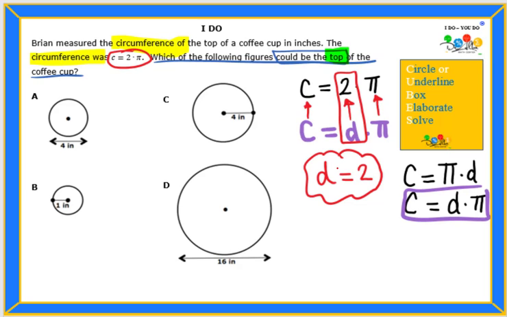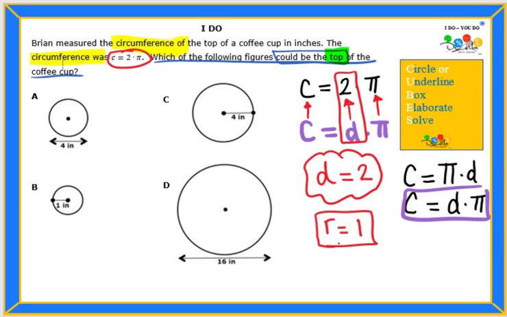So not all the circles are showing diameters. Some of them are showing the radius. So remember our relationship between radius and diameter? Yes, we know that the diameter is twice the size of the radius, and the radius is half of the diameter. So if the diameter is 2, that means that the radius would be 1. So now we have the information that we need.